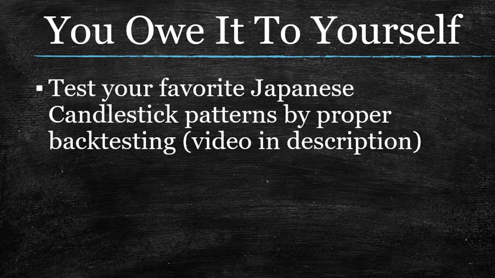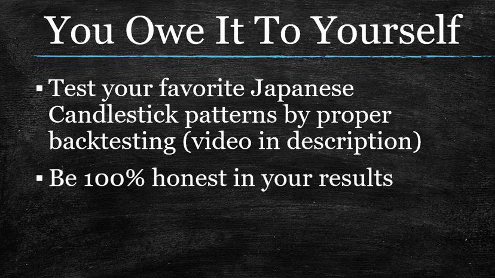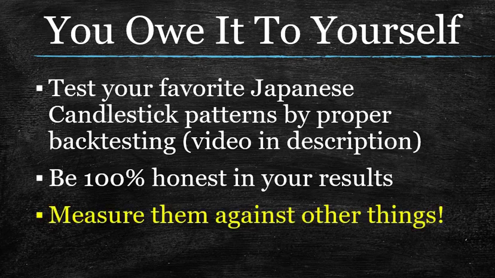But start by, if you're in the Japanese candlestick crowd, take your favorite combination, take your favorite single candlestick, whatever it is that you like the best, and test it and be 100% honest. You're not going to want to be. You're going to want to prove me wrong. I get that. But take the backtesting video that I linked down below and do it that way and see what you come up with. What do you have to lose? And then once you've done that, go find some other things. I help you with this part too.